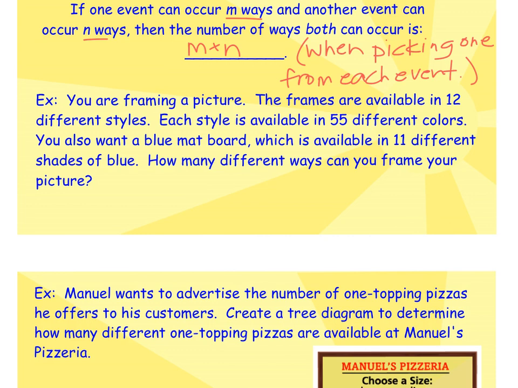For example, you are framing a picture. The frames are available in 12 different styles. Each style is available in 55 different colors. You also want a blue mat board, which is available in 11 different shades of blue. How many different ways could you frame your picture?